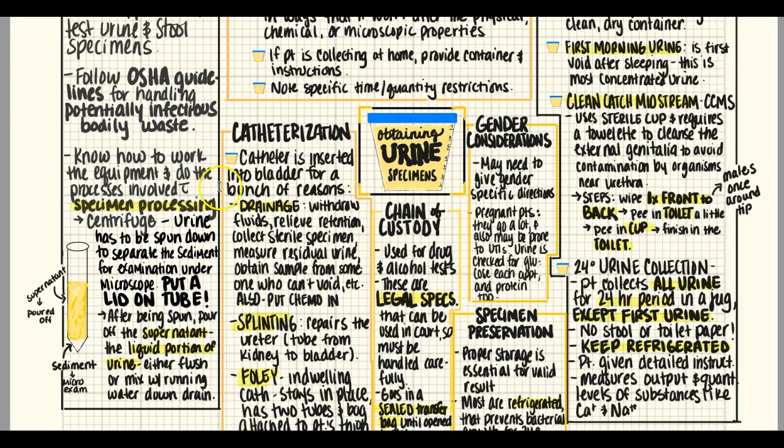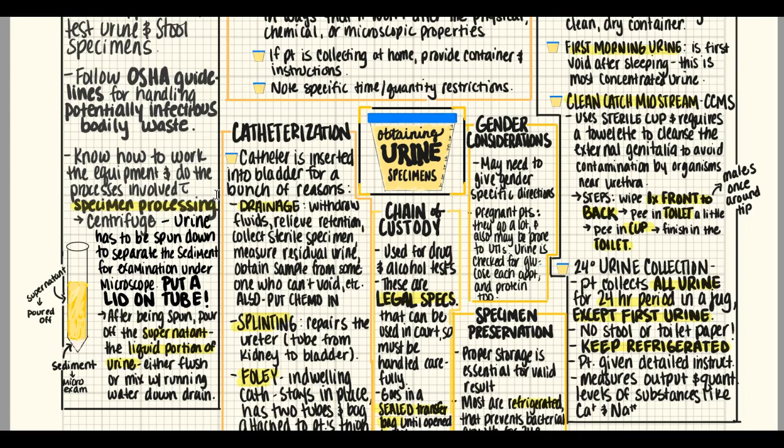You want to make sure that when processing urine specimens, you know how to work any of the equipment that may be necessary in doing so. So when specimen processing is necessary, you may need to use an instrument called a centrifuge, and this is something that is also used when we are doing the specimen processing for venipuncture samples as well.